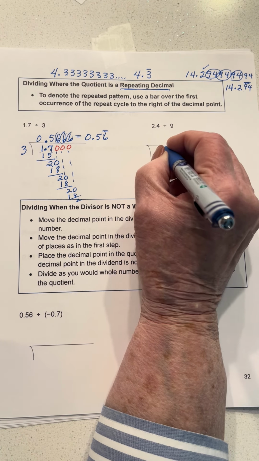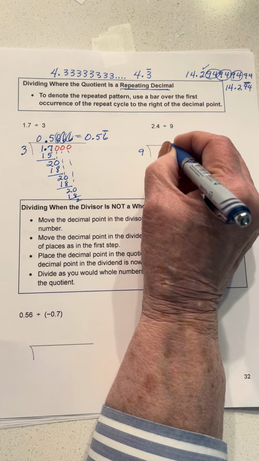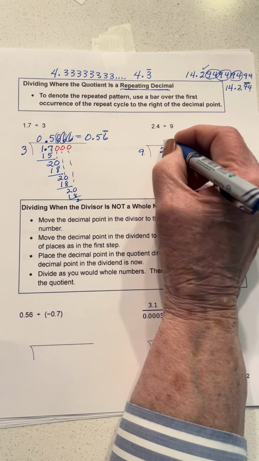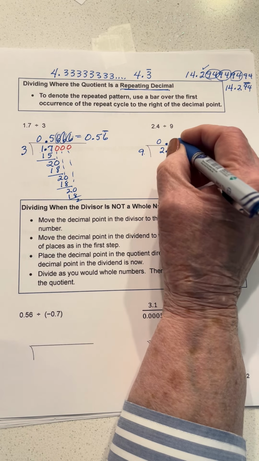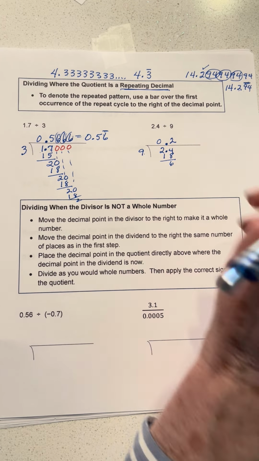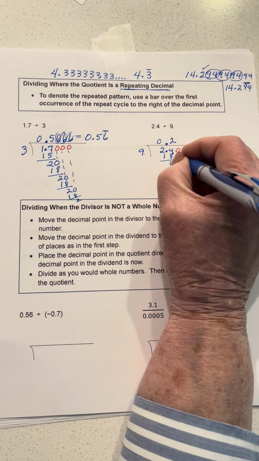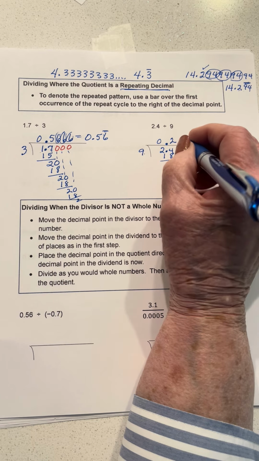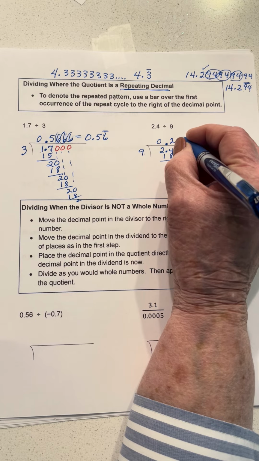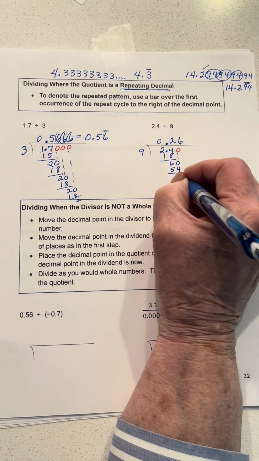Let's do one more. 2 4/10 divided by 9. We know the decimal point's going to go here because we're dividing by a whole number. 9 won't go into 2. It goes into 24 2 times, which is 18, with 6 left over. We want to keep carrying this out, so we'll add a 0. 9 goes into 60 6 times, which is 54, with 6 left over.